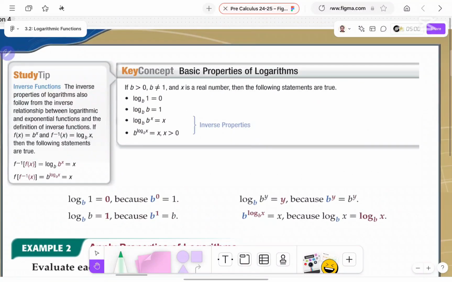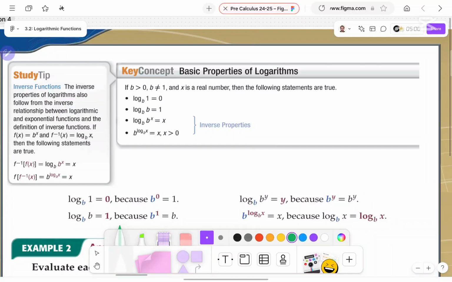Let's do the basic properties of logarithm. As we can see here, we have the basic properties. The first property: when I have the base b and x is 1, when x is equal to 1, the answer is always 0. So for example, let's say I have log base 5 of 1. What will the answer be? 0. Always when x is equal to 1, the answer is 0.